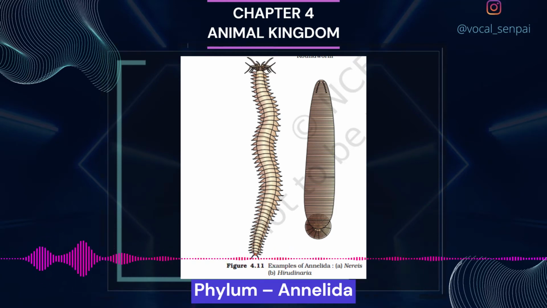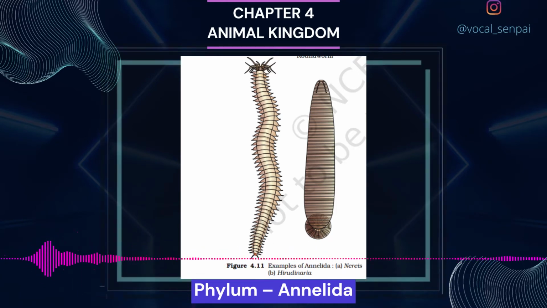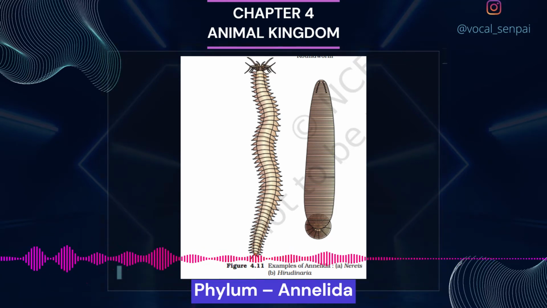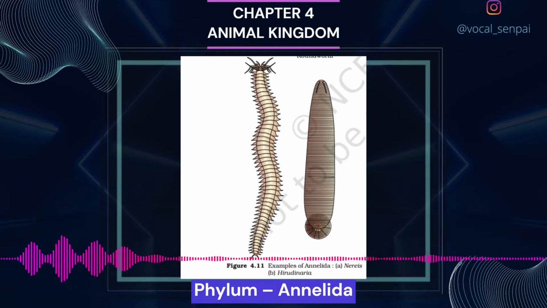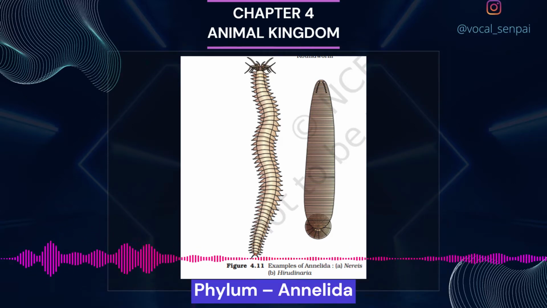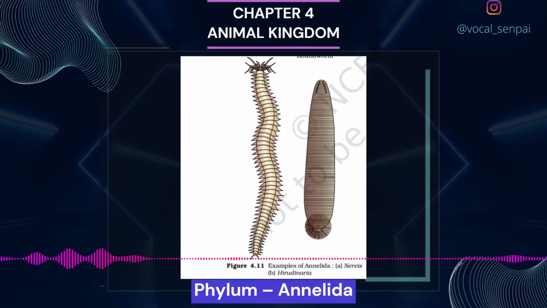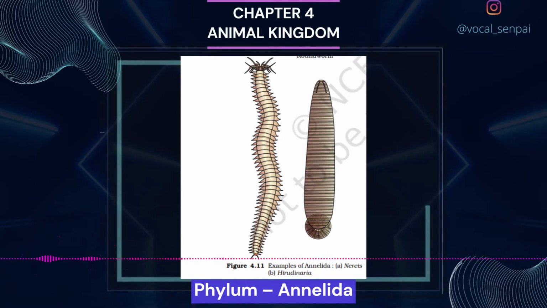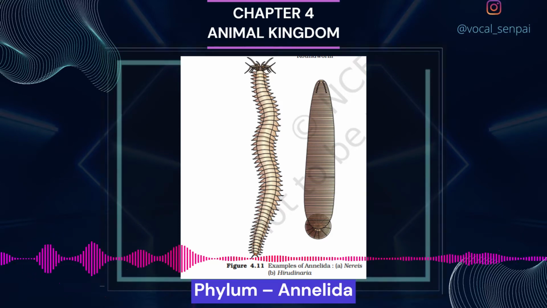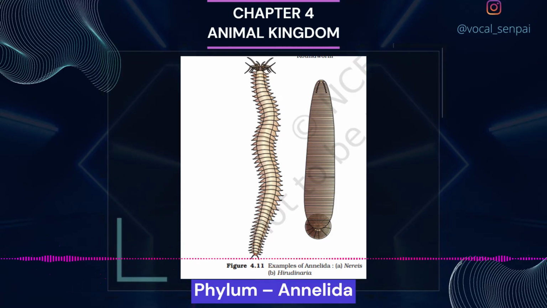They possess longitudinal and circular muscles which help in locomotion. Aquatic annelids like Nereis possess lateral appendages, parapodia, which help in swimming. A closed circulatory system is present. Nephridia, sing. Nephridium, help in osmoregulation and excretion.